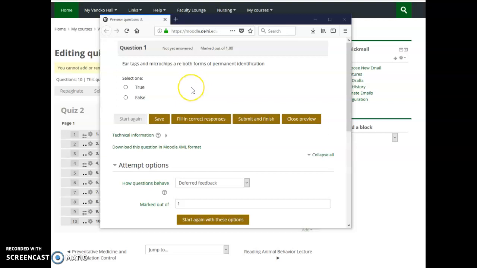So, just to explain, ear tags are tags that are punched through the ear. Cows wear them a lot. We use them in rodents sometimes.